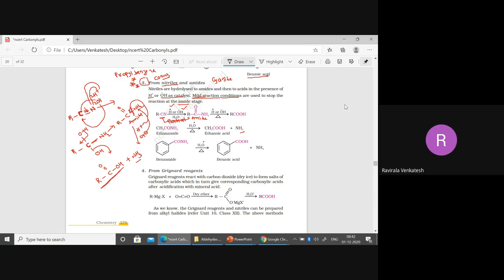What have we actually done here? We removed the two pi bonds. To this carbon, we have added two OH groups. To this nitrogen, we have added two hydrogens, after removing these two pi bonds. And after that, what happened?